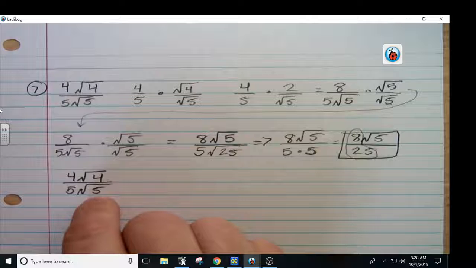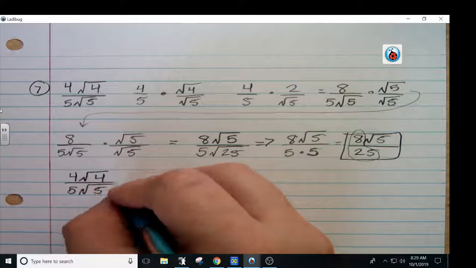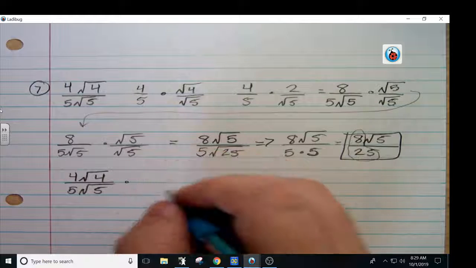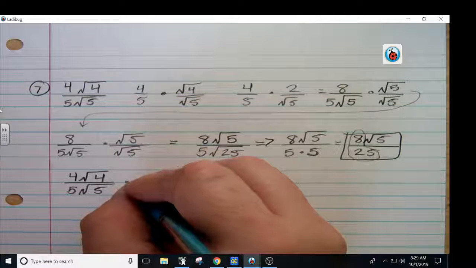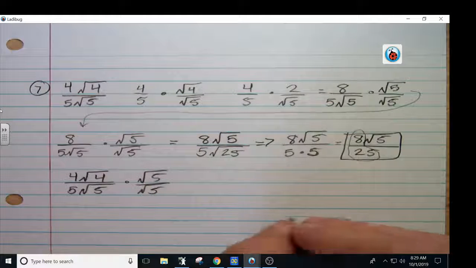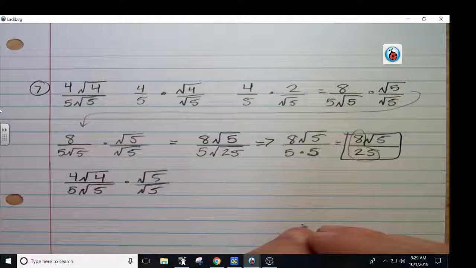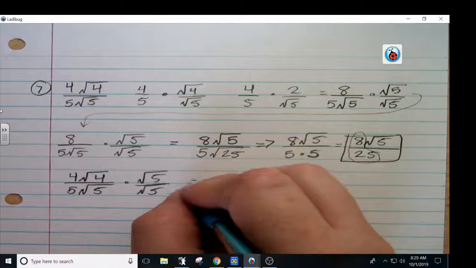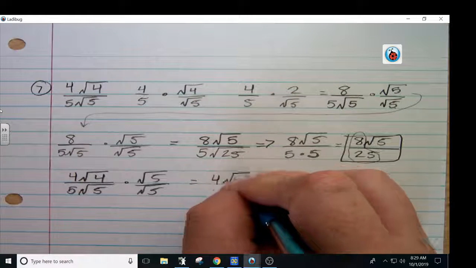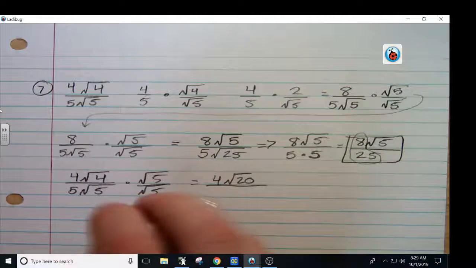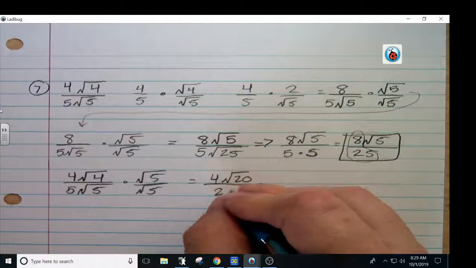So guys, we've got a radical in our denominator. Okay. So what we're going to do is get rid of that radical first. That's 4 square root of 20 over 25.